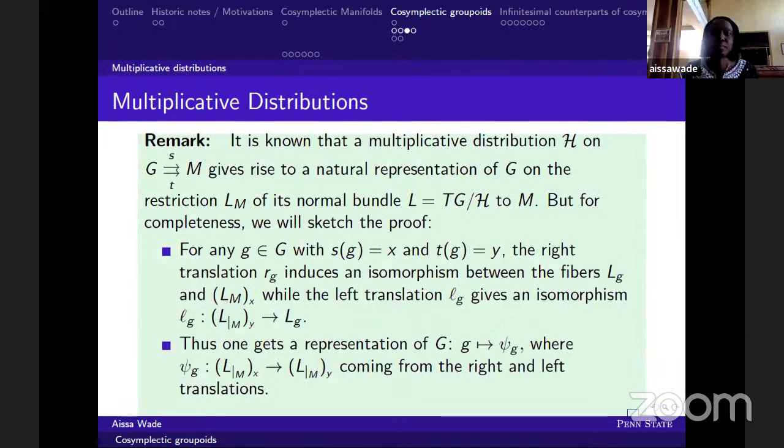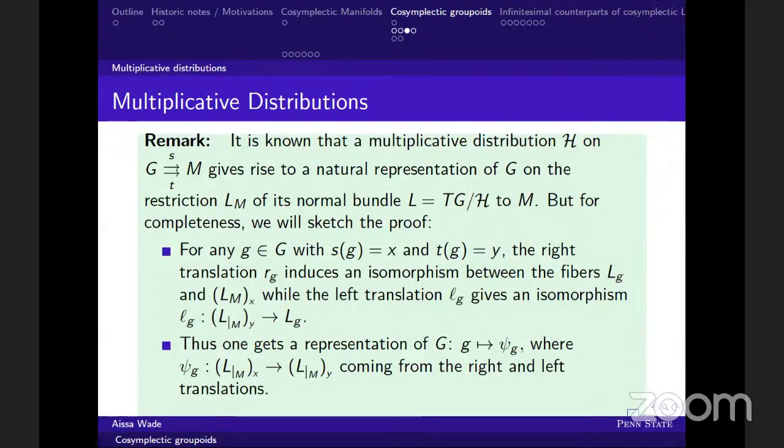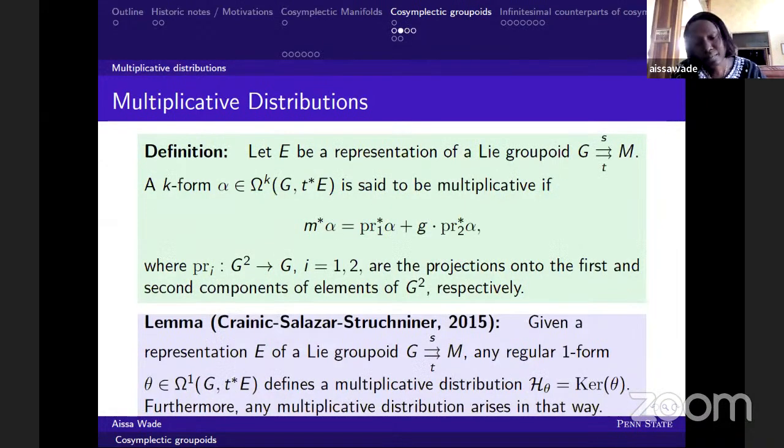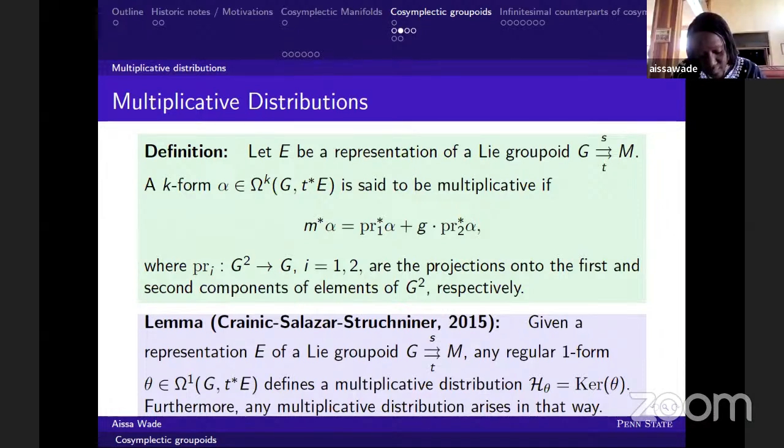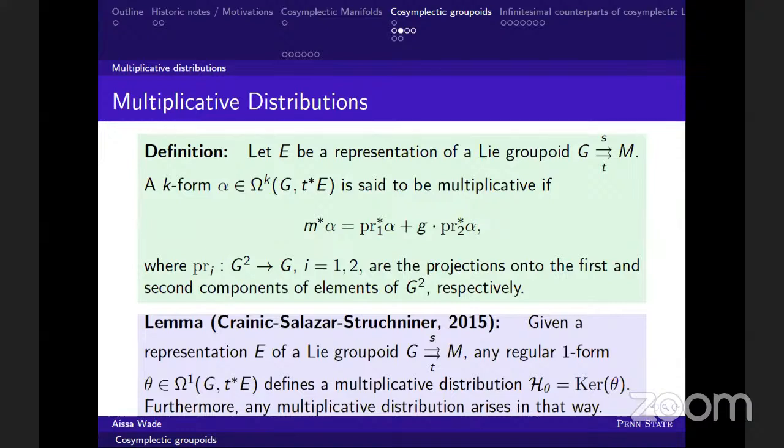Can I ask a question, Aissa? Sure. About the previous slide. If I recall this correctly, maybe I don't, but aren't these distributions arising this way only those that somehow cover the entire tangent bundle of M or something like that?